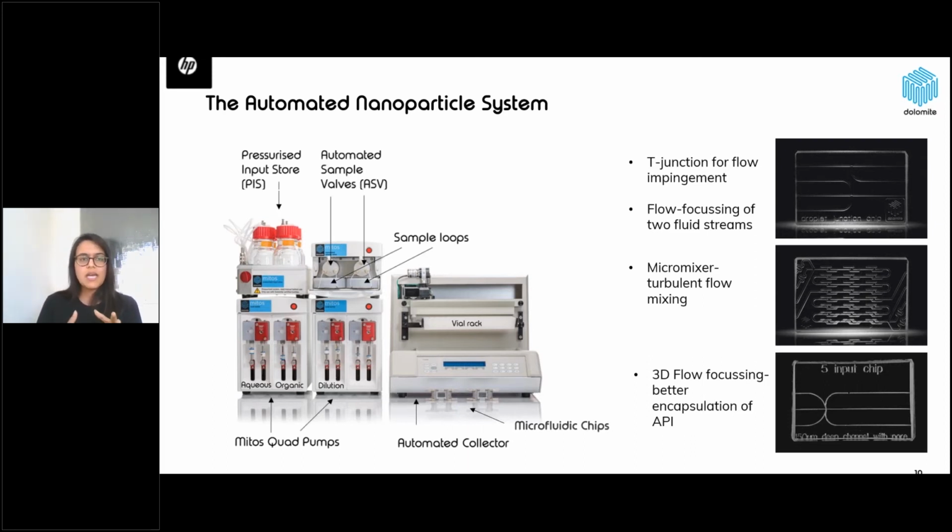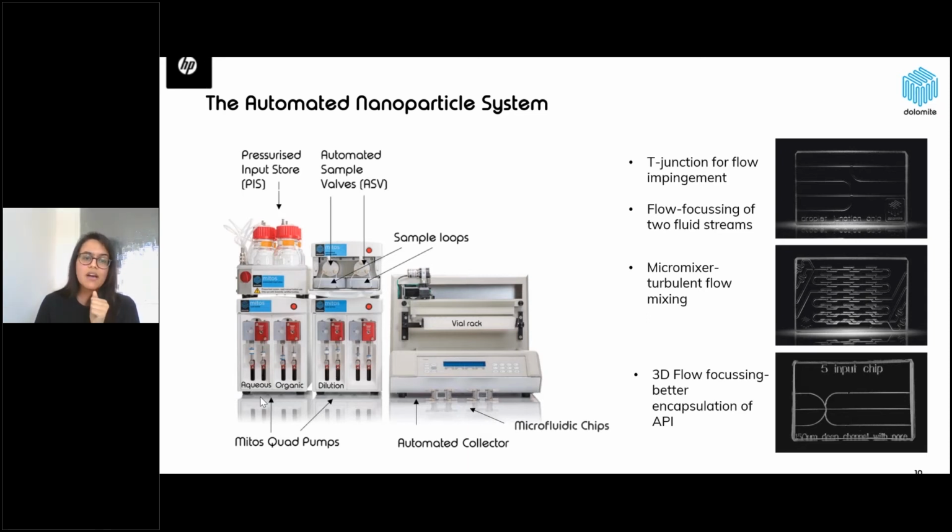So we've got a system here which comprises some syringe pumps. Each syringe pair here is dedicated to a fluid stream. We know from our previous slide, we have the organic phase and we have the aqueous phase. The aqueous phase is where we have our cargo, let's say mRNA, and the organic phase is where we have the lipids in our solvent.